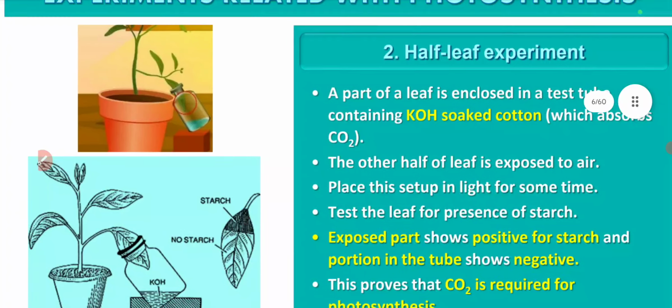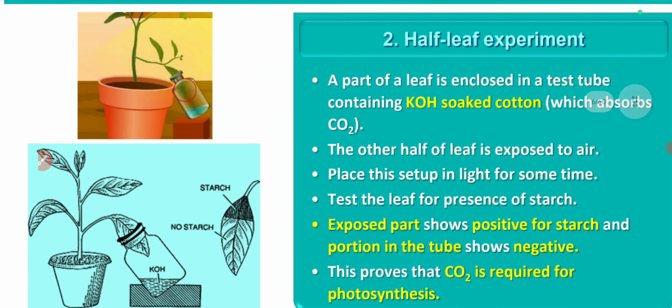Second is the half leaf experiment, that is, a part of the leaf is enclosed in a test tube containing KOH soaked cotton which absorbs CO2. The other half of the leaf is exposed to air. Place the setup in light for some time. Test the leaf for presence of starch. The exposed part shows positive for starch and the portion in the tube shows negative. This proves that CO2 is required for photosynthesis. These two experiments are in your class 10th NCERT chapter Life Processes.